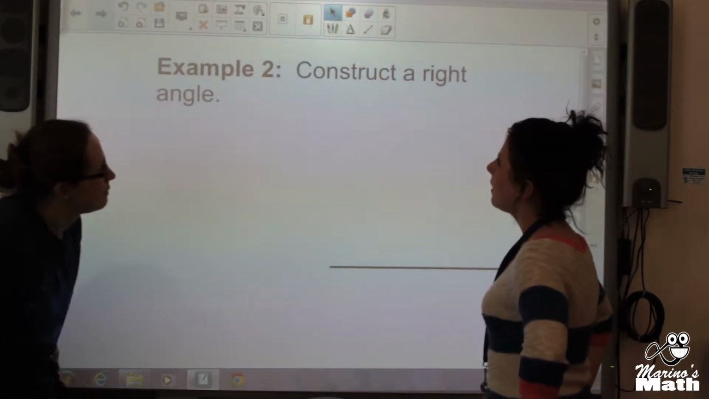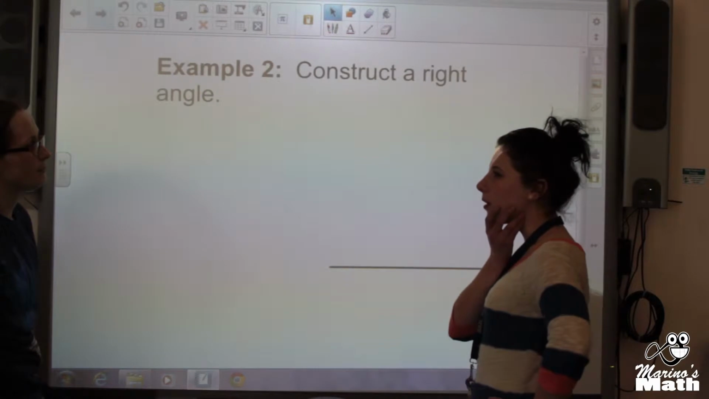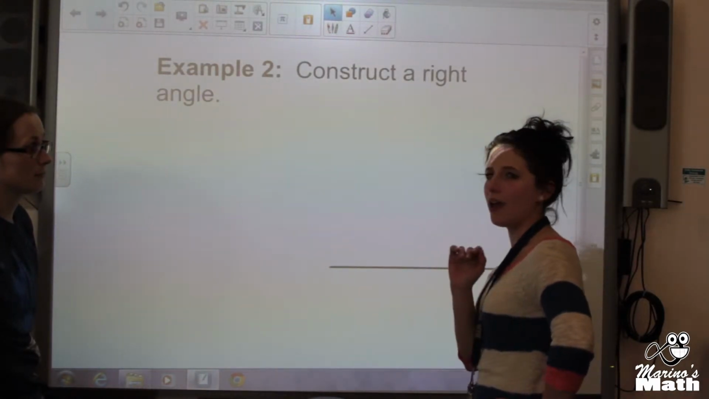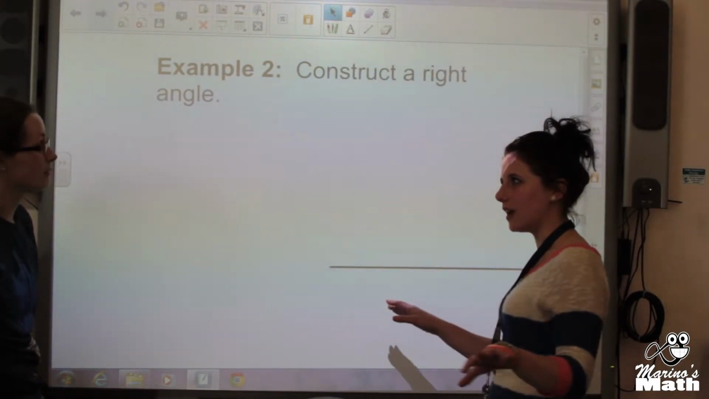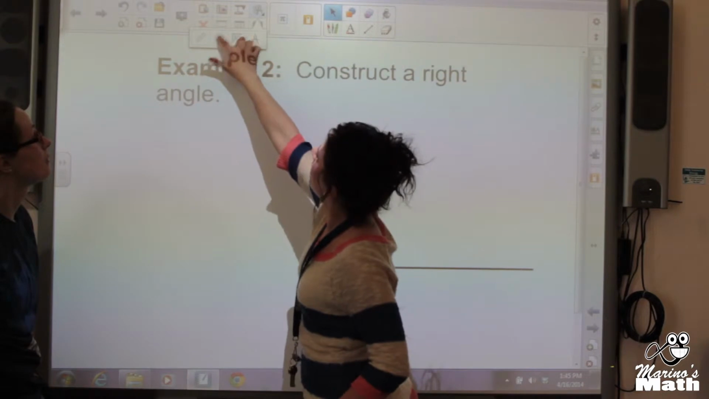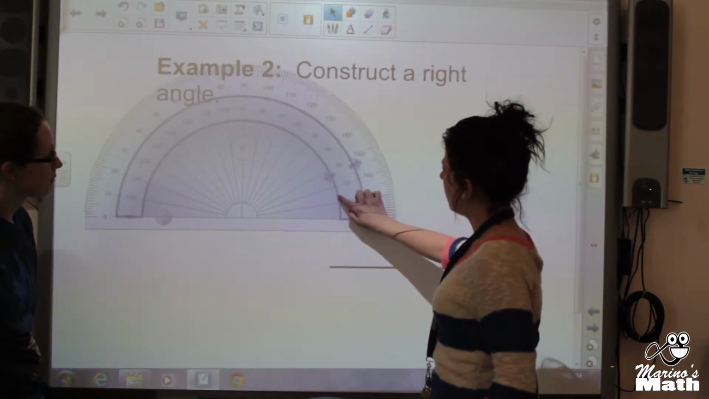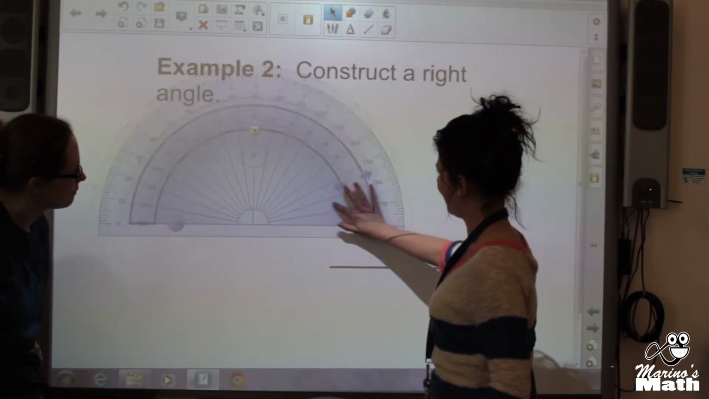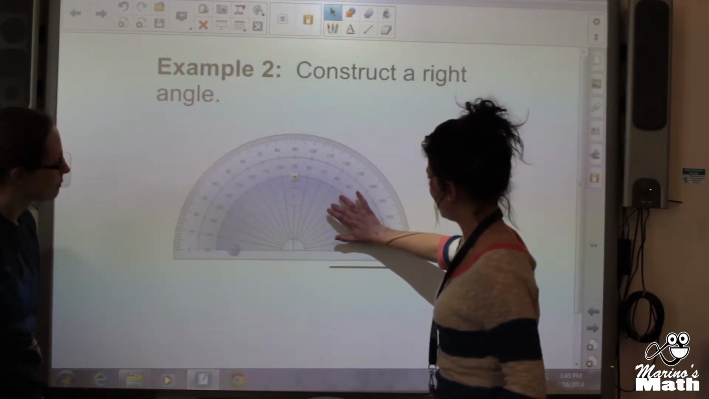Construct a right angle. Now, I remember a right angle is always the same, right? Mm-hmm. And it's going to be 90 degrees every time. Anytime you're going to draw a right angle.